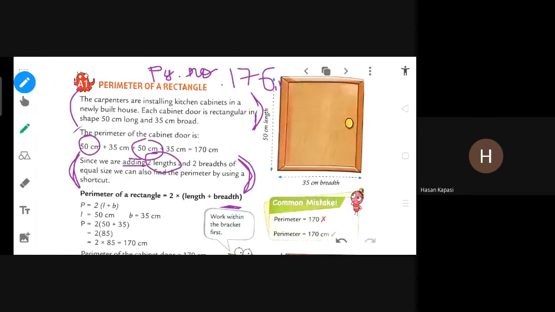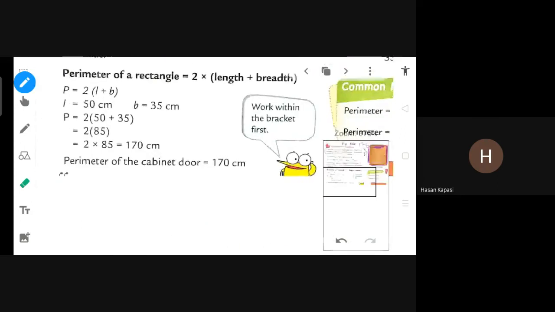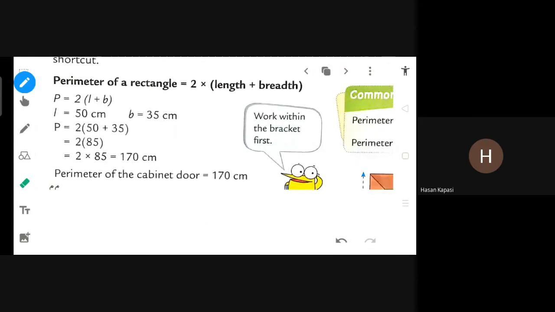This 50 is the left side and this 50 the right side. Both are lengths, so we are adding length two times, and two breadths means down side 35 and up side 35. We are adding two breadths and two lengths, therefore we can use a shortcut. So they will show us a shortcut, means formula. Now I am also explaining the formula. This is the formula. First you have to learn this, then I'm explaining.